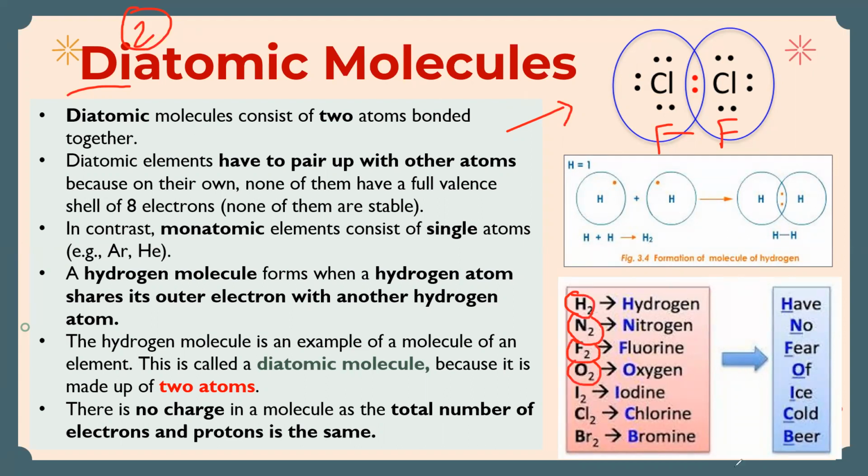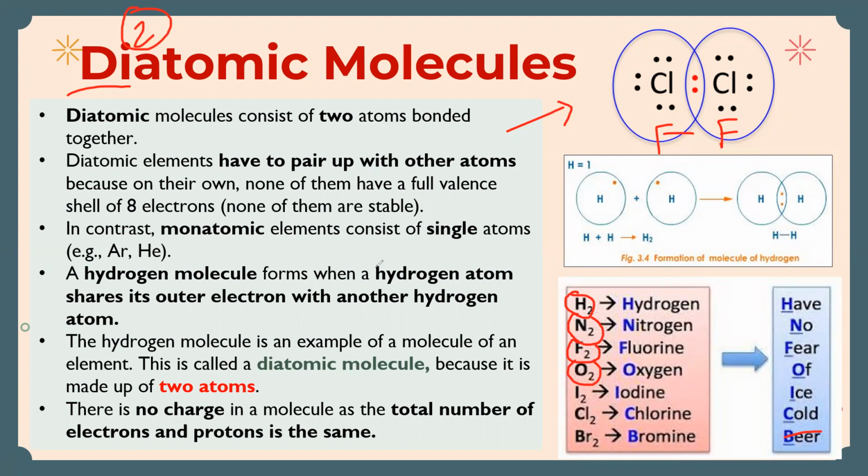Now there's a memory tip you can use to remember the different diatomic molecules. It's a little bit haram, but it's okay. It's "Have No Fear Of Ice Cold Beer." So that's the memory tip. You can remember it like that, or you can change the word beer into something a bit more permissible. So that's basically what we call a diatomic molecule.